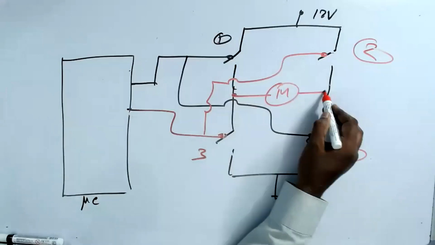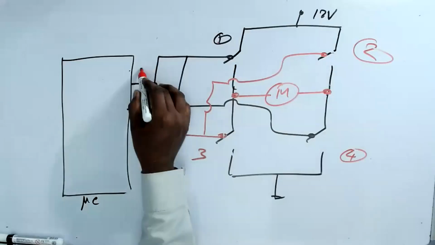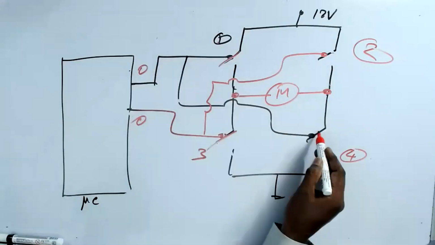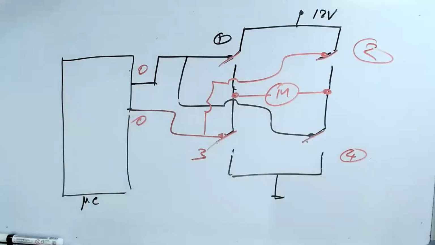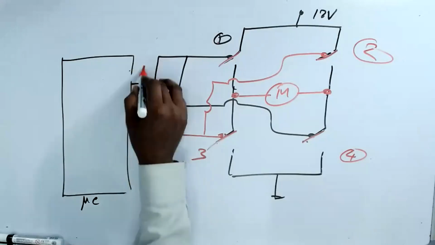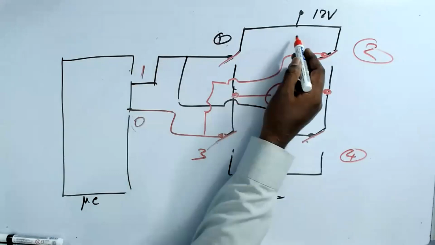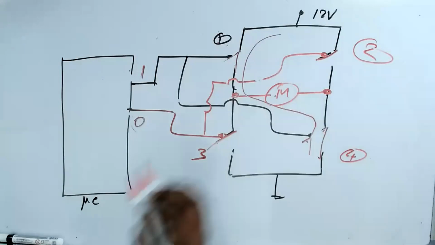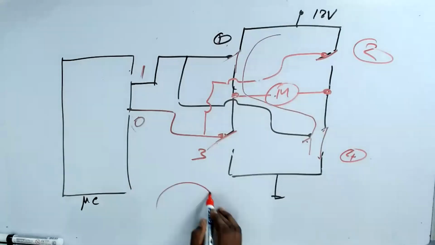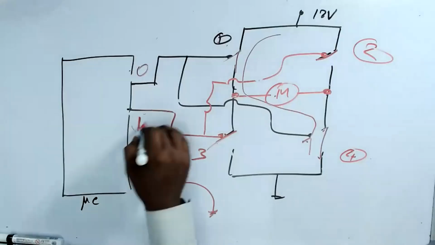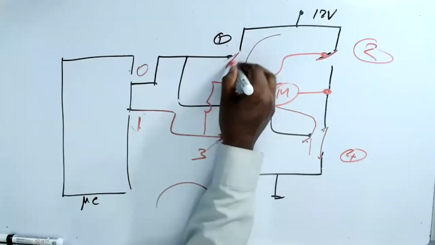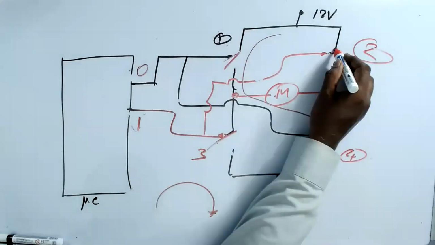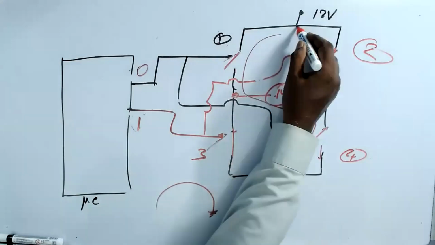If you output 0, 0, all are off, so there's no current. When you make it 1, 0, the current will flow like this, as we discussed earlier. At that time, this motor will rotate in the clockwise direction. Now you make this 0 and 1. This is off and this is off, but this is on and this is on. So the current will flow like this, and the motor will work in the reverse direction.